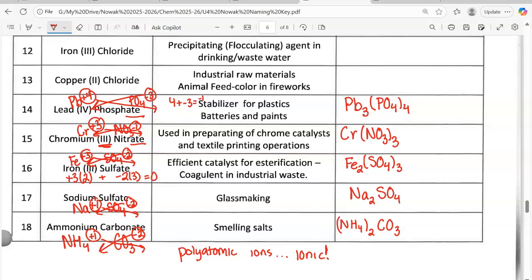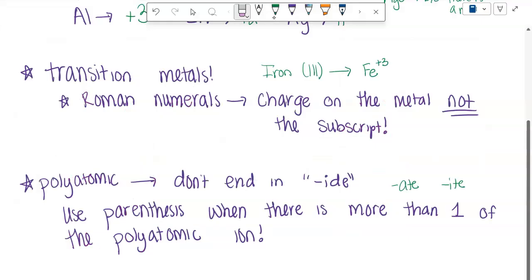So on your quiz on Monday, all of these things are going to be mixed together. You're going to have covalent, simple ionics, transition metals, polyatomic ions. So as you're studying, make yourself maybe a little cheat sheet that's giving you reminders of, hey, okay, when I don't see ide, that's polyatomic. When I see that charge, that's a transition metal.